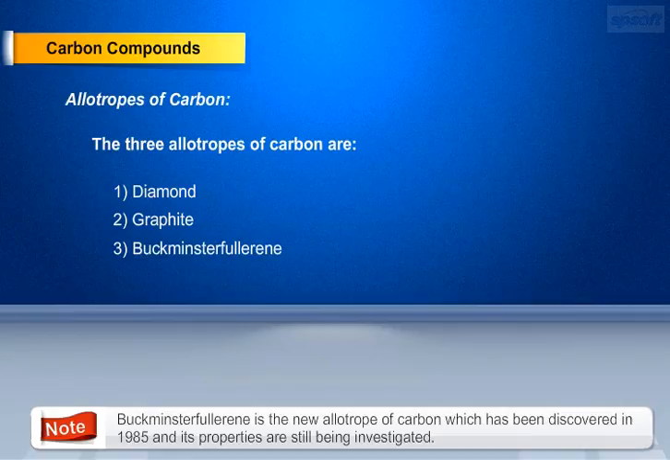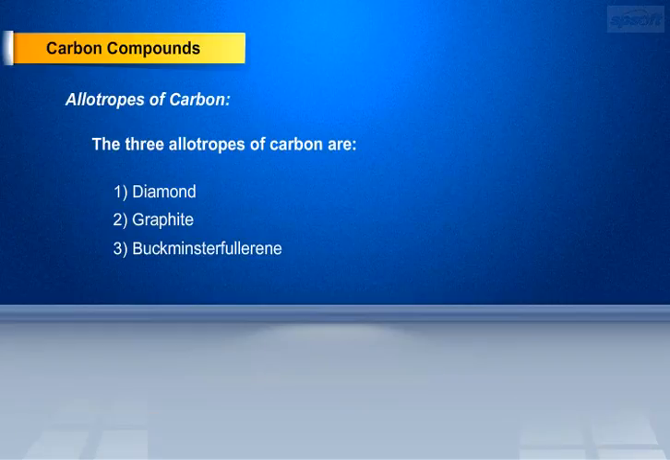Please note that Buckminster fullerene is the new allotrope of carbon, which was discovered in 1985, and its properties are still being investigated. Allotropes will be explained in detail in the next topics.